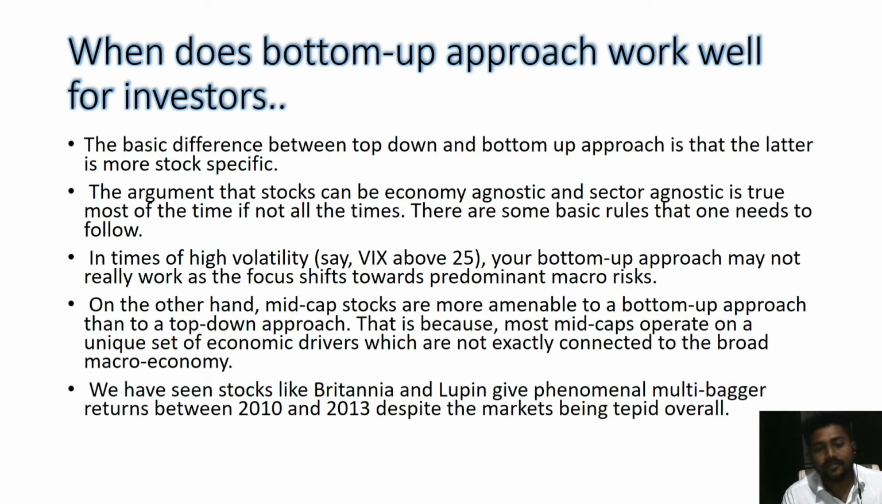On the other hand, mid-cap stocks are more amenable to bottom-up approaches than top-down approaches. That is because most mid-caps operate on a unique set of economic drivers, which are not exactly connected to the broad macroeconomy. We have seen stocks like Britannia and Lupin give multi-bagger returns between 2010 and 2013, despite the markets being tepid overall.